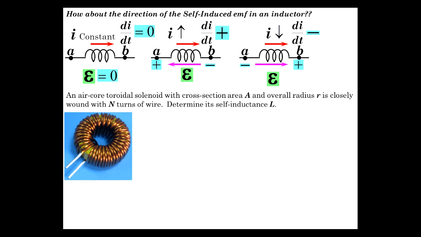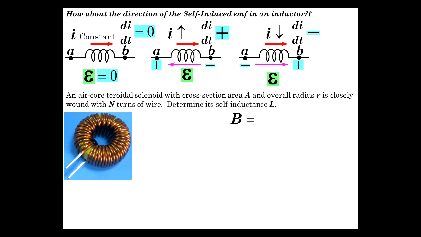So there it is. And now let's consider a toroid solenoid, air core. This isn't actually showing an air core, but nevertheless, we see a toroid cross-section A, which would be the cross-sectional area of the coil itself, and then radius R, which is from here to here, closely wound with N turns of wire, and determine its self-inductance.